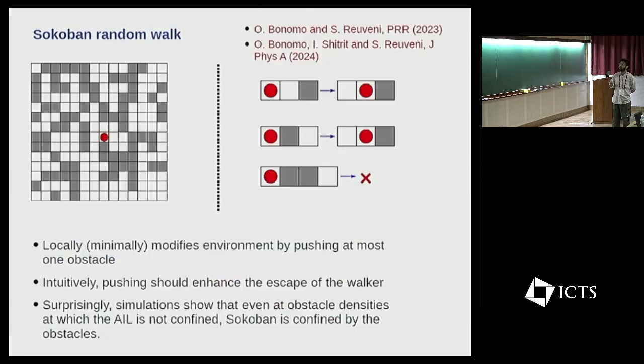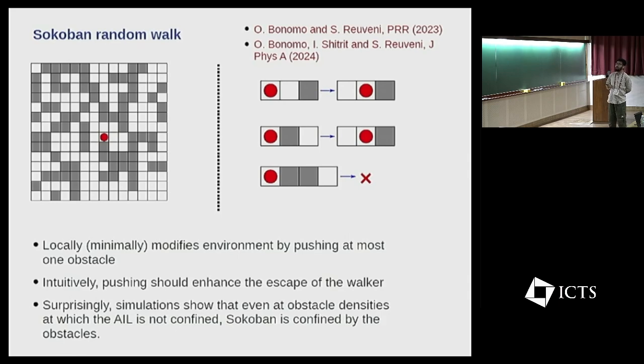So recently, Bonomo and Ruveni in 2023 introduced a further variant of this ant in a labyrinth model, and they called it the Sokoban random walk. And this, again, is a walker moving in a disordered environment containing obstacles. But unlike the previous case, the walker is capable of locally modifying its environment. So the dynamics is the following.